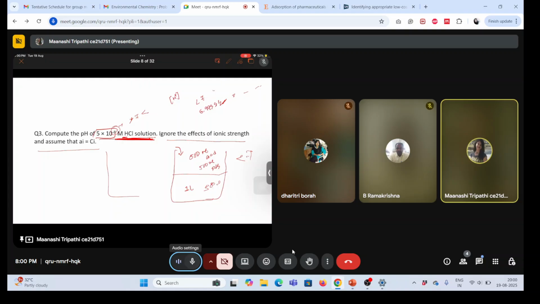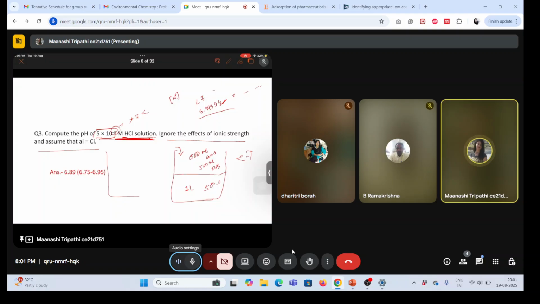If we use approximate solution, the pH can be more than 8, right? 5 into 10 raised to power minus 8 hydrogen ion concentration. So pH will be more than 8 if we use approximate solution. But as I told, even if the acid is in very, very low concentration, pH can never be more than 7. It will be rather less. So pH will be less than 7 only, but you need to find out how. We'll see the solution.